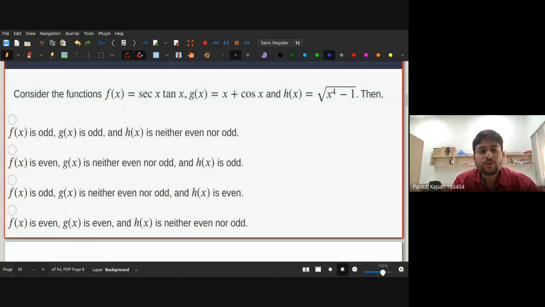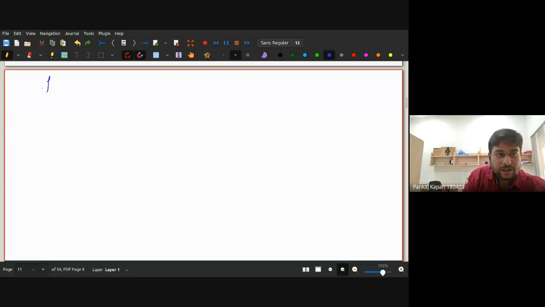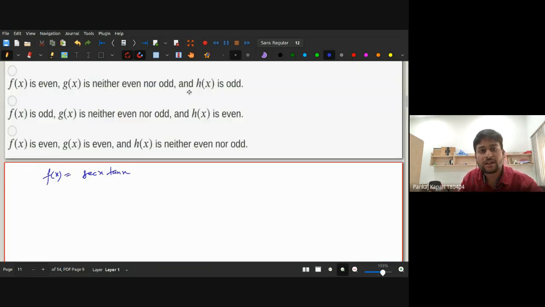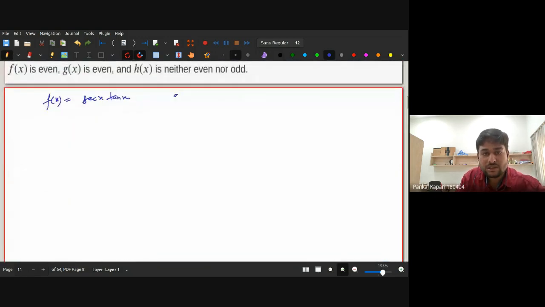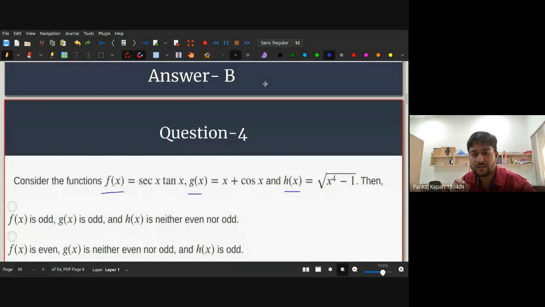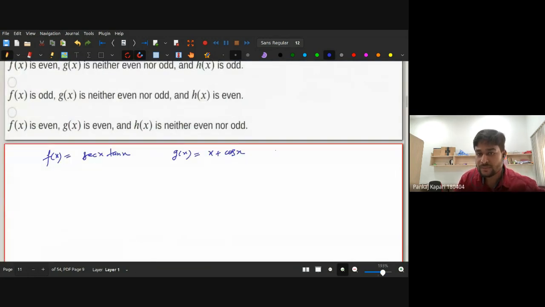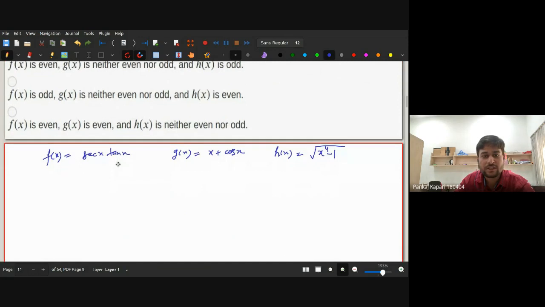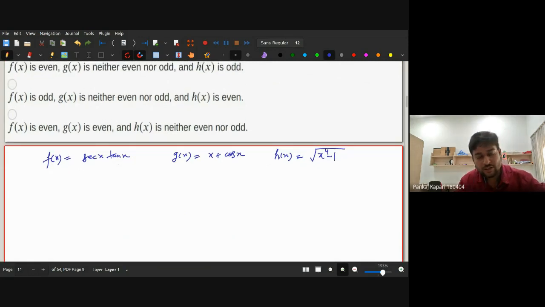Okay, so in this problem, you are given three functions f(x), g(x), and h(x). Let me write. f(x) is sec x tan x. What is g(x)? This is x plus cos x. And what is h(x)? It is the square root of x to the power 4 minus 1. Now you have to find out which are odd functions, which are even functions, and there can be some function which is neither odd nor even, so we have to find out this property.